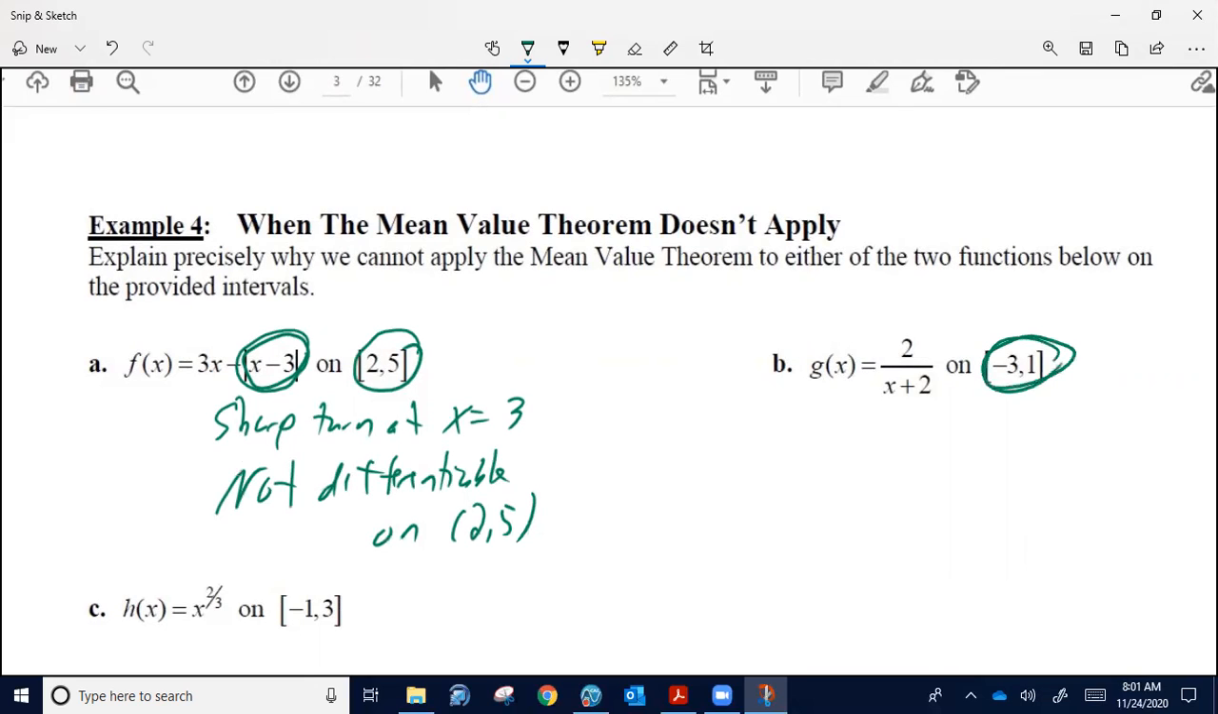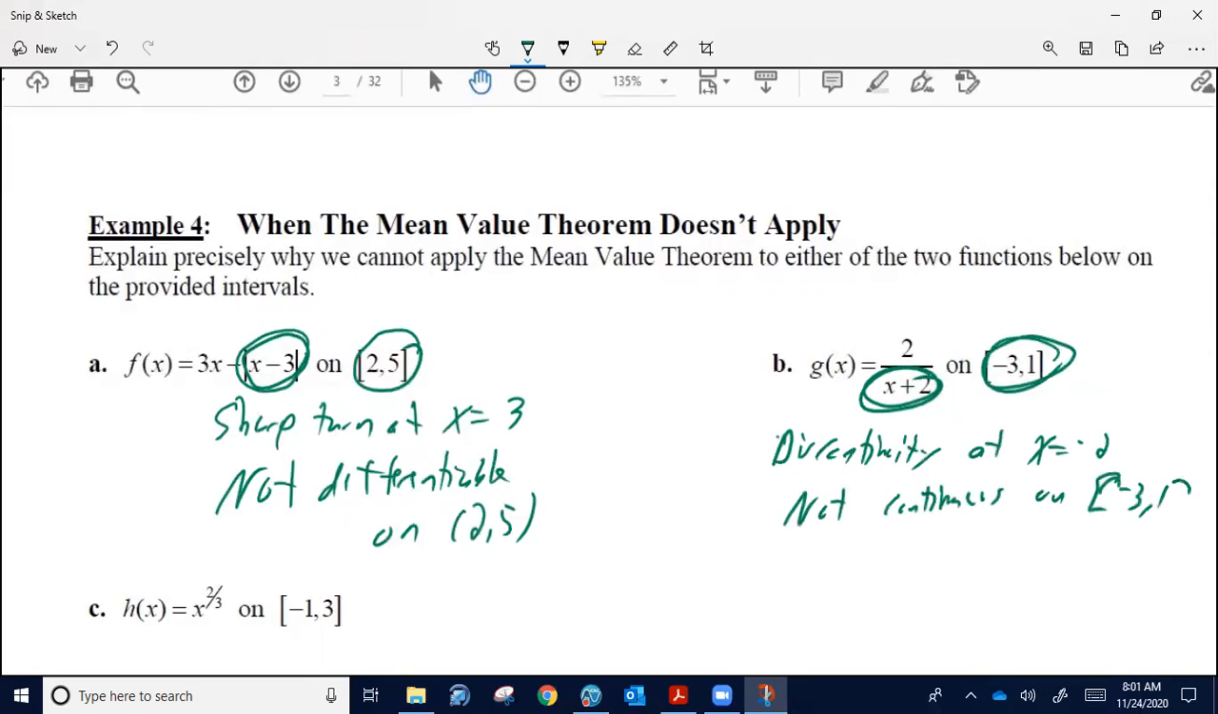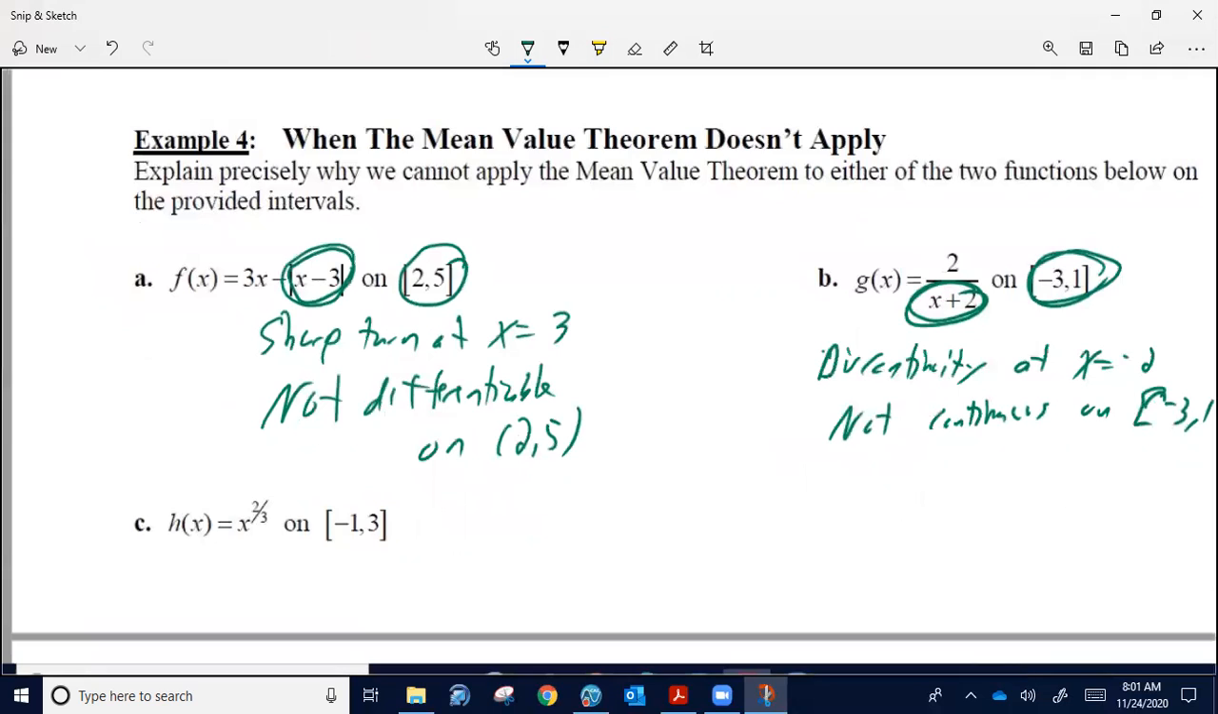Again, we have negative 3 to 1, but the fraction here, not continuous. Discontinuity at x equals negative 2. So not continuous on the closed interval, negative 3, 1.